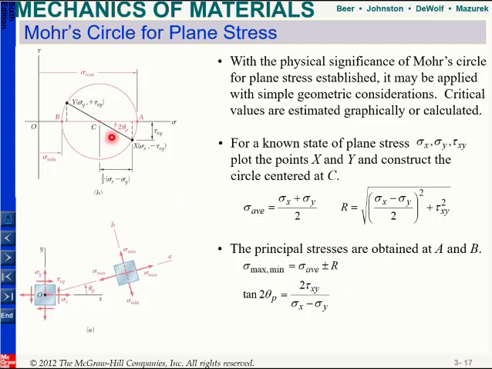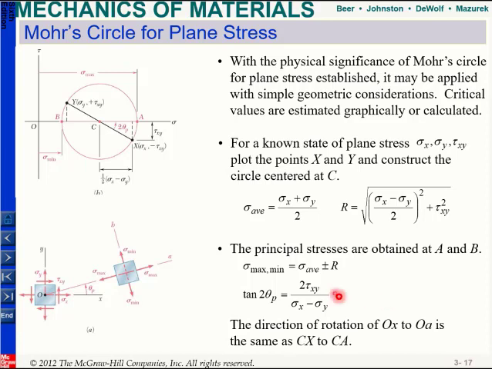And just be careful. Here I have my x and y points, and if you rotate counterclockwise to reach your principal stresses, on this one you also need to rotate counterclockwise. And if you rotate clockwise on the Mohr circle, you also need to rotate clockwise in the real stress configuration. So the direction of rotation OX to OA is the same as CX to CA.